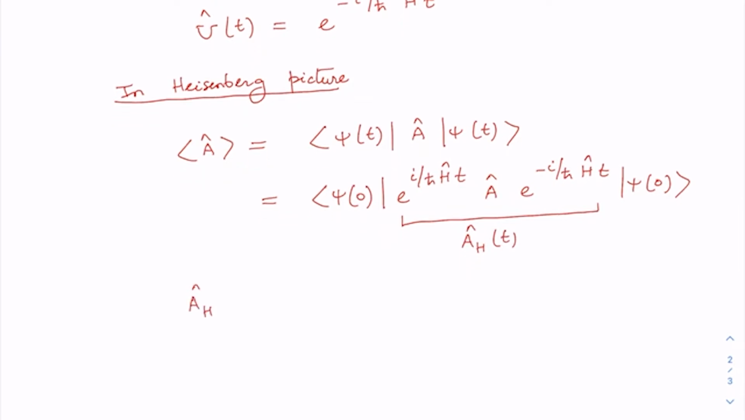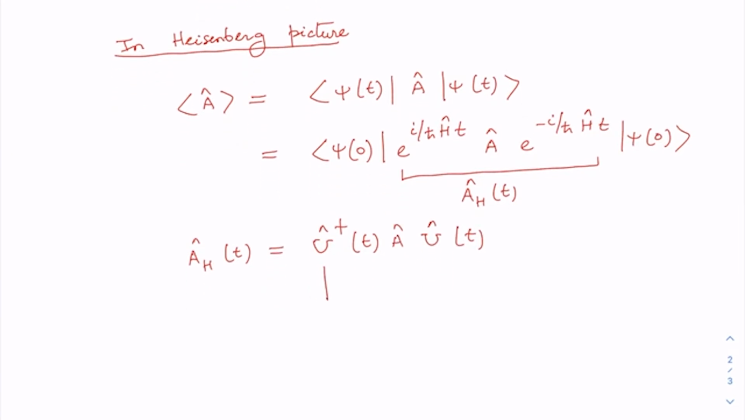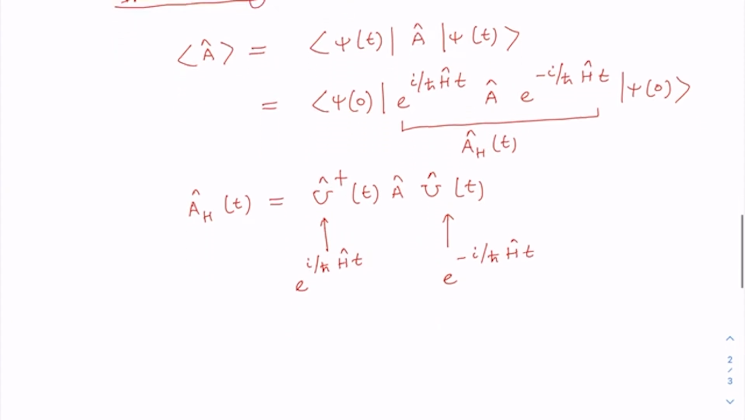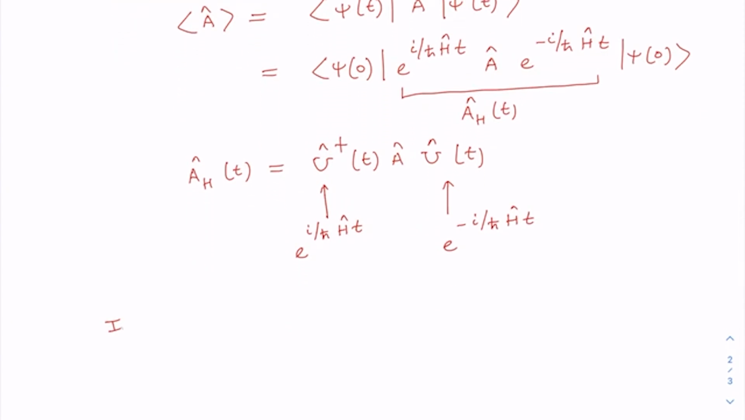In the Heisenberg picture, the operator is represented by U†(t) A U(t), and U†(t) is equal to e^{iHt/ħ}, and U(t) is e^{-iHt/ħ}. Now let us discuss the interaction picture.